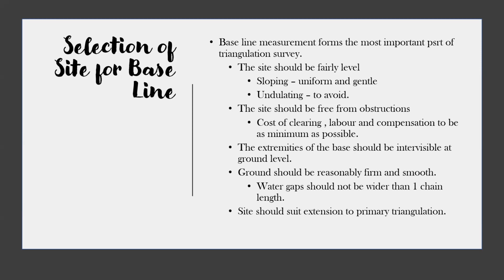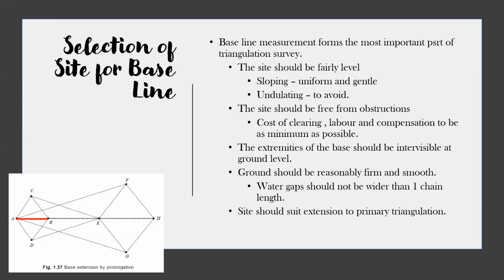The site should suit extension to primary triangulation. What is meant by extension to primary triangulation is, if AB is the baseline chosen, if need arises to extend AB beyond the distance AB, that is to point E or point H, the site should provide this option for the surveyors. This is one example wherein AB is set up.